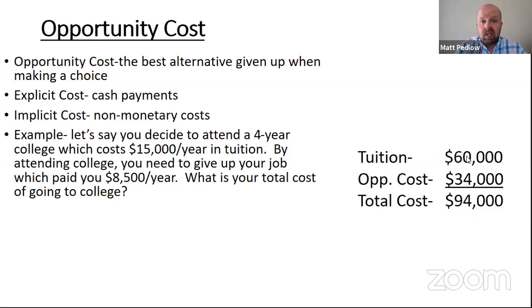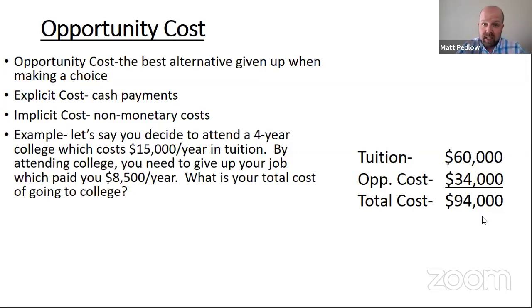So what is your total cost to go to college? Well, a lot of people would say 15 times 4 is 60. That's my cost, but you have to also include your opportunity cost. It's what you're giving up as well. So your opportunity cost is $34,000 over the 4 years. It's 4 times 8,500. And if you add those together, your total cost is $94,000. That's just tuition.